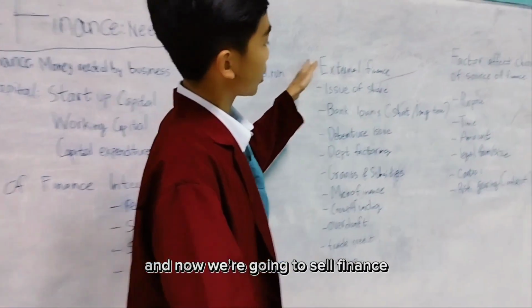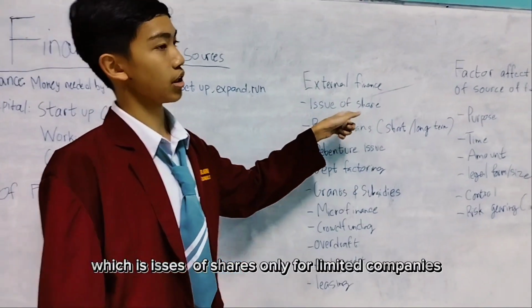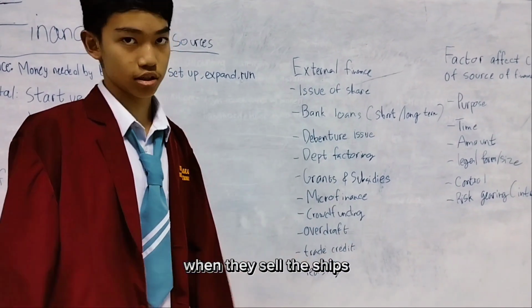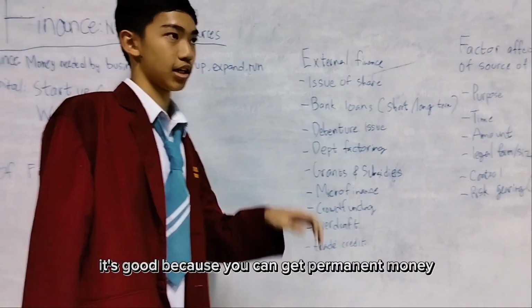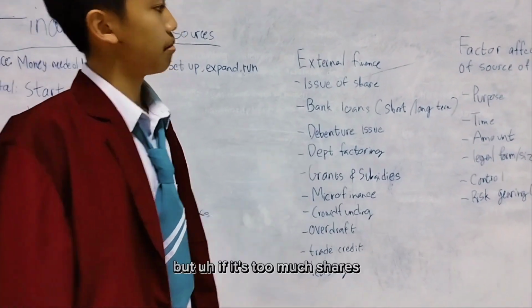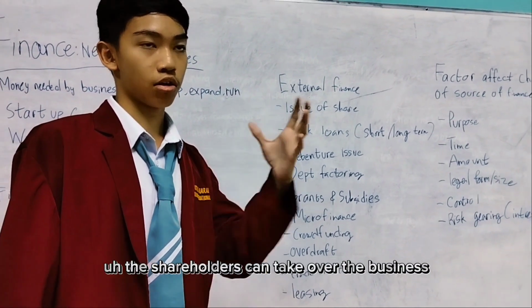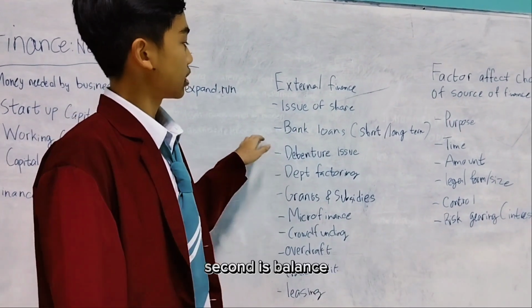And now we're going to external finance, which starts with issues of share. This is only for limited companies where they sell their shares. It's good because you can get permanent money, but if there are too many shares, the shareholders can take over the business. Second is bank loans.